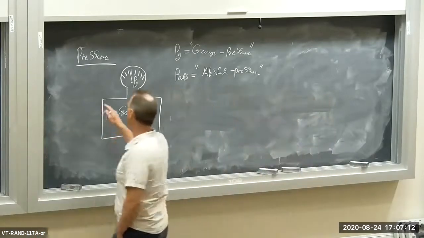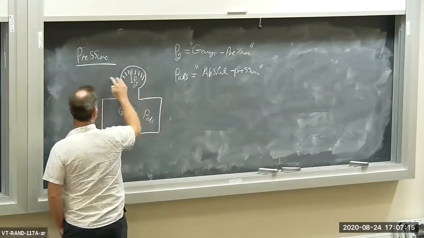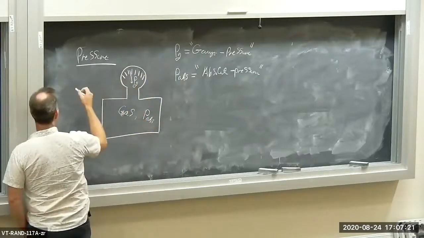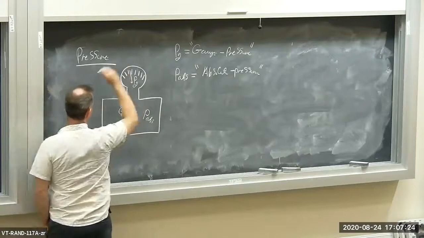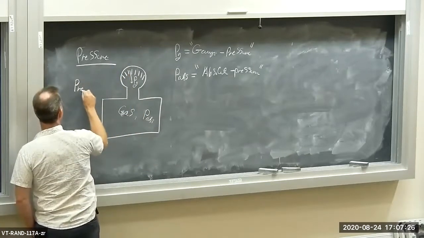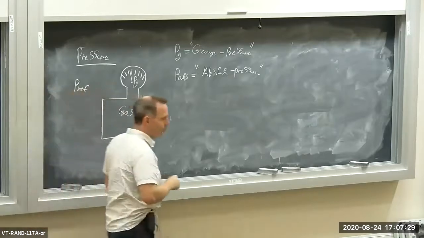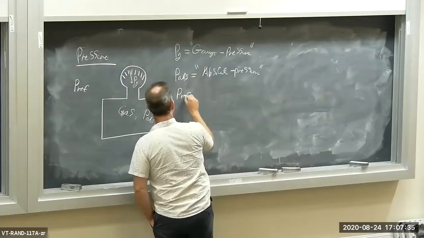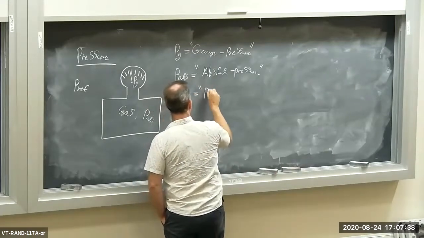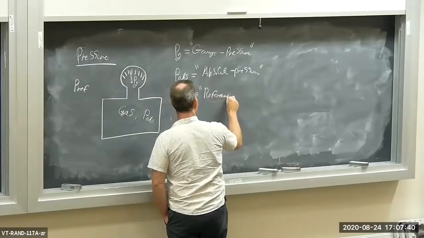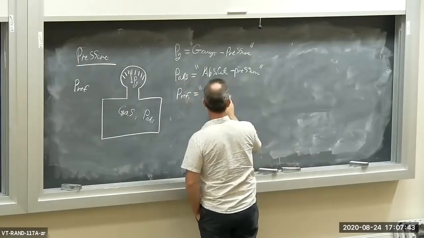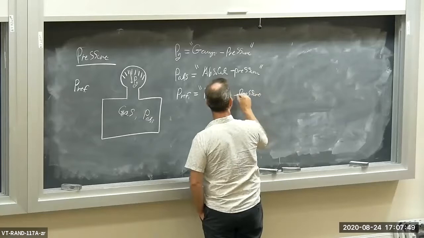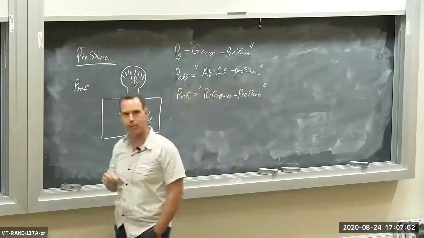And then we have a pressure outside of the tank and outside of the gauge, out here in the environment. So I'm going to call this pressure out here P ref. P ref, reference pressure. P ref equals reference pressure.